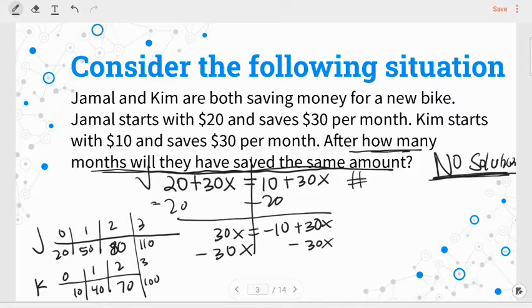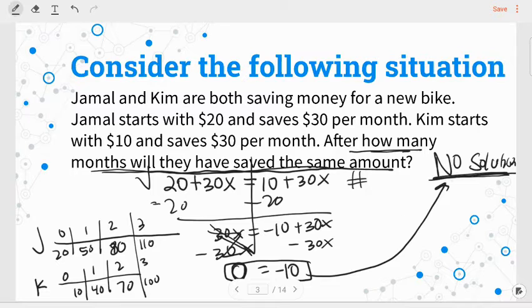Well, what happens? What's 30 minus 30? It's a big fat 0. There are no more x's. 0 equals negative 10. No variables. And is 0 equal to negative 10? No, it's not. Then I have no solution.